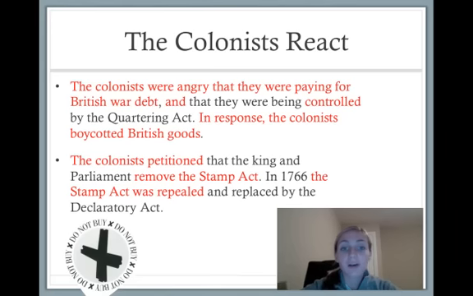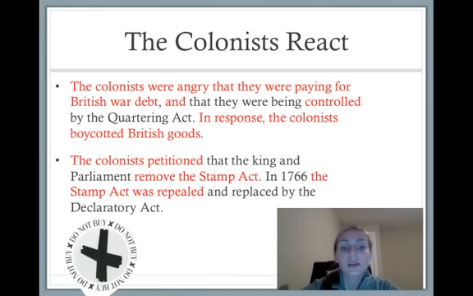So in response, the colonists boycotted British goods. And by boycott, I mean they decided not to use them, to buy them, and in this effort, that would cause the British to lose more money. The colonists petitioned the king and Parliament to remove the Stamp Act.